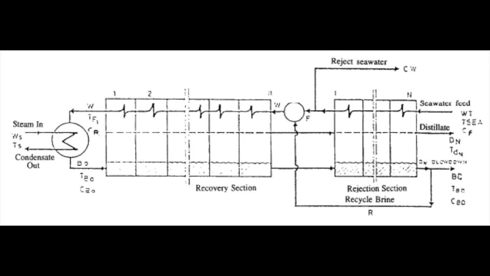So then the only other difference in this photo from the last one is that you can see in the bottom right hand corner there's a stream labeled R, which is the recycle brine. So this is just when the brine leaves the system, it splits into two streams. The reject brine is pumped back into the sea while the recycle brine enters back into the system, combining with the makeup stream when it leaves the heat rejection stage.